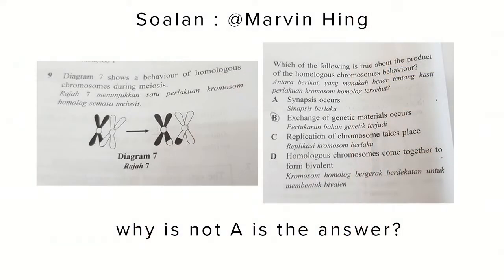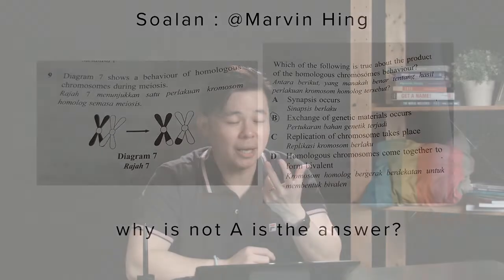Okay, from another student, Marvin. Based on the diagram, about the behavior of homologous chromosomes, this is actually crossing over. I can see from the diagram that it is a crossing over process. Then they ask which of the following is true about the product of homologous chromosome behavior, meaning the product of crossing over. The answer cannot be A. Why is A not the answer? Because synapsis occurs before crossing over. So the answer cannot be A.